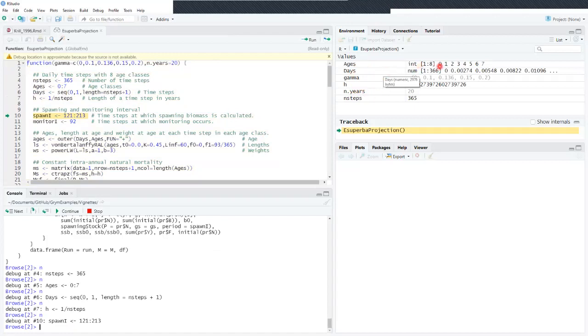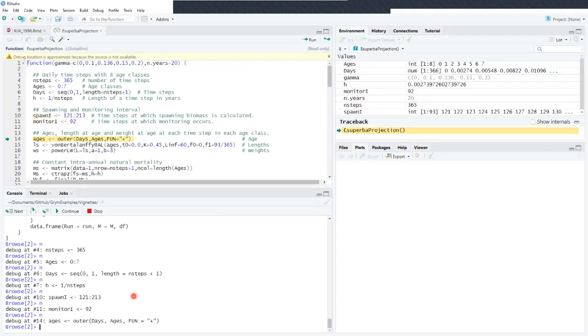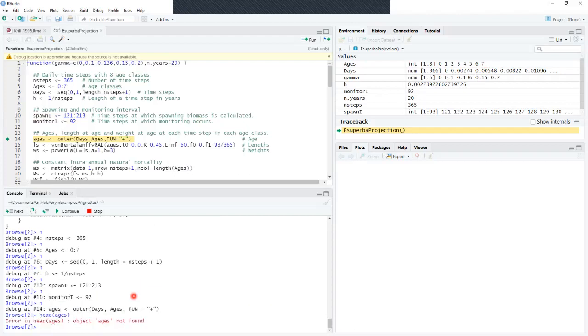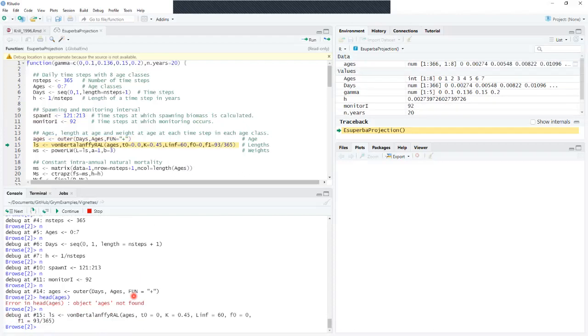Our ages is a vector from 0 to 7. Similarly, our spawning interval and our monitoring interval. Where it starts to get a bit interesting and a little bit less easy to predict is here. So if we look at ages, I can look at head ages. I can try and look at head ages. No, because I haven't evaluated it yet. Now if I do it.